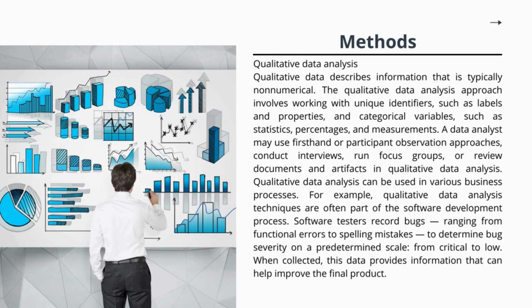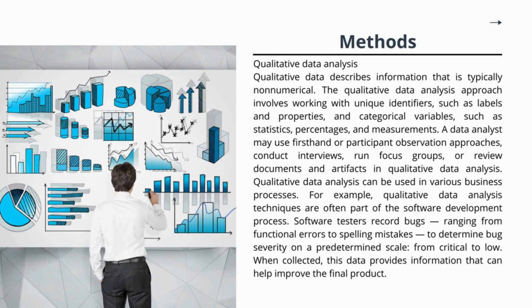Qualitative data analysis. Qualitative data describes information that is typically non-numerical. The qualitative data analysis approach involves working with unique identifiers, such as labels and properties, and categorical variables, such as statistics, percentages, and measurements. A data analyst may use first-hand or participant observation approaches, conduct interviews, run focus groups, or review documents and artifacts in qualitative data analysis.